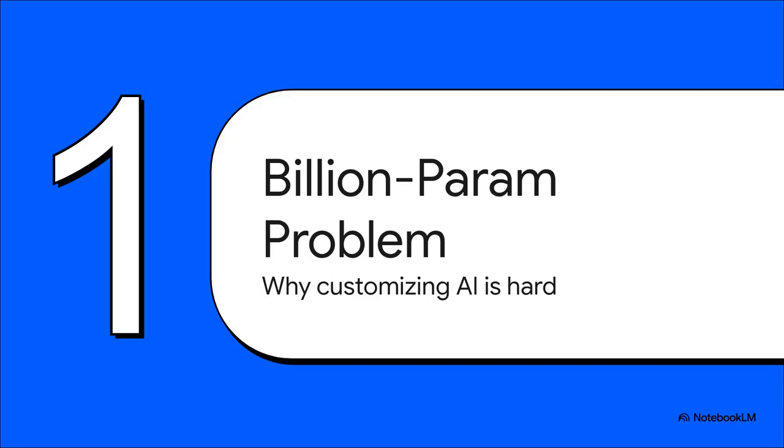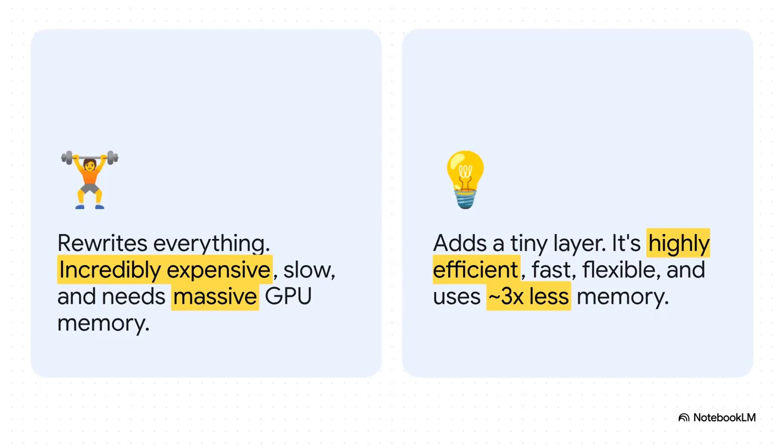First things first, let's talk about the core challenge here, the billion parameter problem. Why has it always been so ridiculously hard and so expensive to teach these giant AI models new things? Well, let's compare the old way with the new way. On one hand, you've got full fine-tuning. Think of this like trying to rewrite an entire encyclopedia just to add a new chapter. It is unbelievably expensive, it's slow, and it requires a ton of heavyweight hardware. But on the other hand, we have the breakthrough, low-rank adaptation, or LoRA. It's fast, it's flexible, super efficient, and get this, it runs on about 3 times less memory.